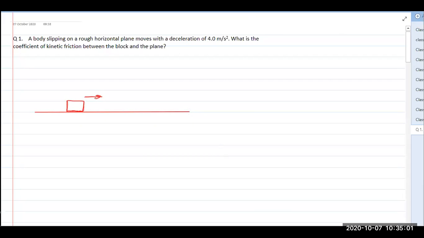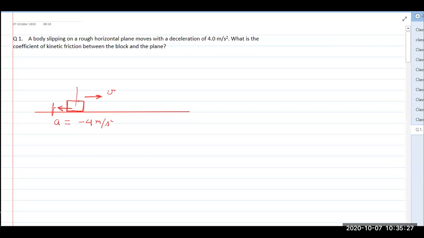So decelerating means what? The friction is in backward direction. The object motion is forward, the velocity is forward, the friction is backward. And the value of deceleration is also given. For acceleration, we can write minus 4 meters per second square. Since it is deceleration, we are writing minus 4 meters per second square. Okay. So what is the coefficient of kinetic friction? So how do we write it? How do we solve this question?